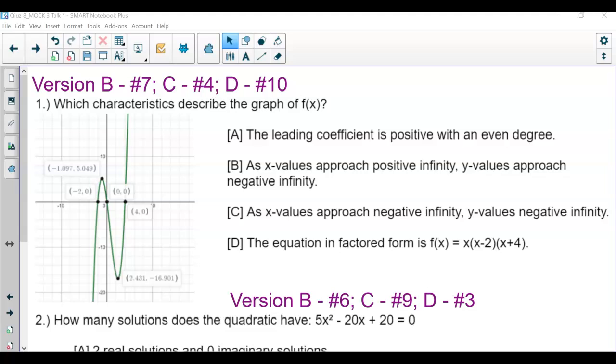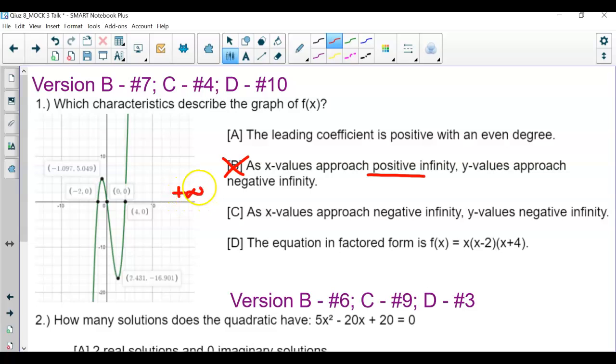So in question number 1, you had to look to see which of these characteristics describe the graph. Here I'm just going to quickly go over it, but there were quite a few people, when I was looking at the data, who said that the answer was B. But in this case, the answer was not B. As x values are approaching positive infinity, so as the x values are going towards positive, right? That's to the right here. Notice what direction the end of that right side of the graph is approaching. Well, it's going up towards positive, but this statement said negative. So that's why it wasn't B.